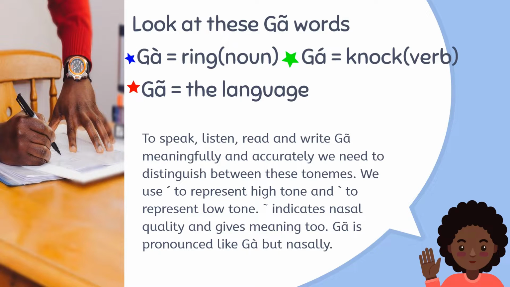We use the ascending accent to represent high tone and the descending accent to represent low tone. We use the tilde or the superscript accent to represent the nasal quality. This gives meaning too. For example, Ga is pronounced like Ga, low tone. However, it's nasal. This completely changes the meaning of the word. In this lesson, we will look at high-tone words that sound like Ga, knock.